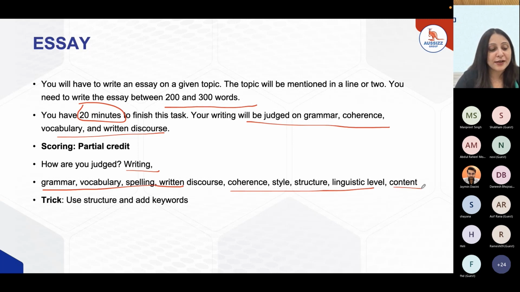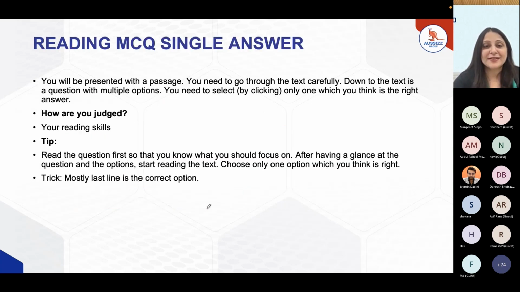Writing between 200 to 300 words is very, very important. And you can use structure and add keywords for a perfect 90 scorer answer for a very good attempt in this task. Next section, part 2 of this exam, you will get reading section.